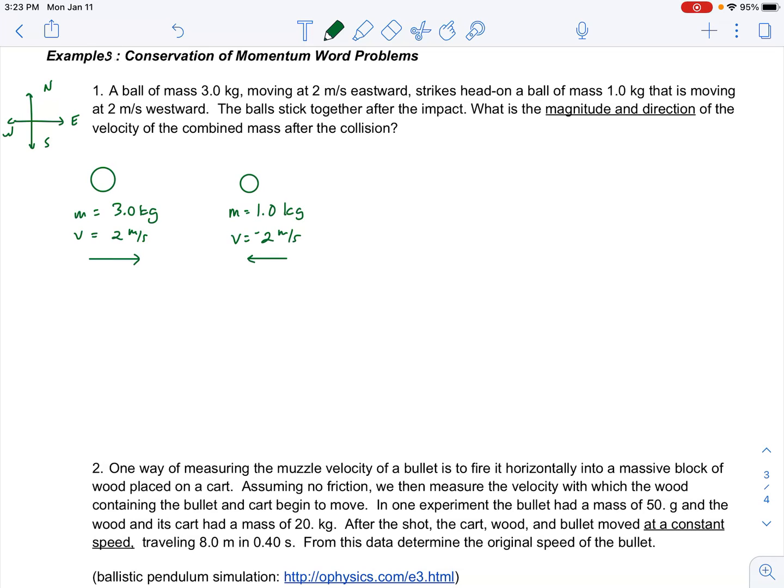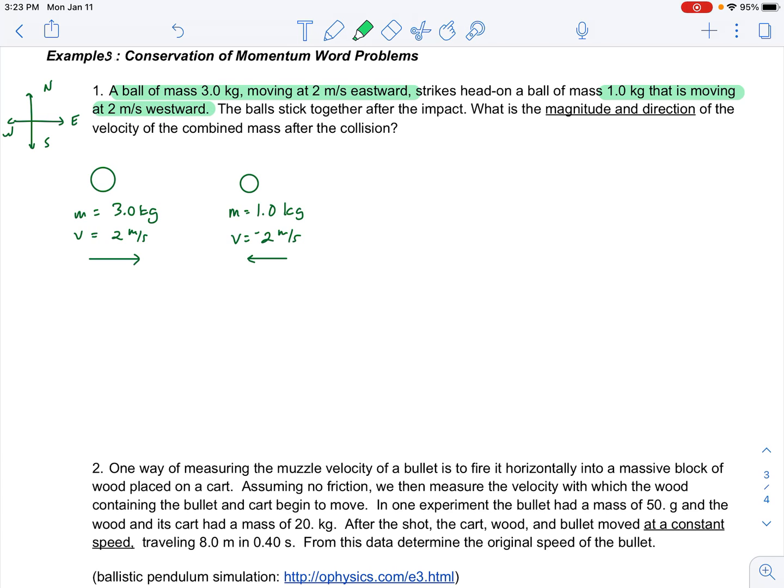Here are some examples, conservation of momentum word problems. A ball of mass 3 kilograms moving at 2 meters per second eastward strikes head-on a ball of mass 1 kilogram that is moving at 2 meters per second westward.